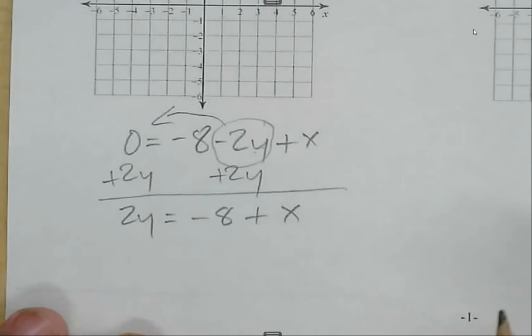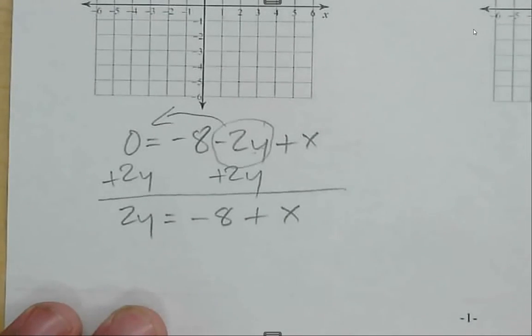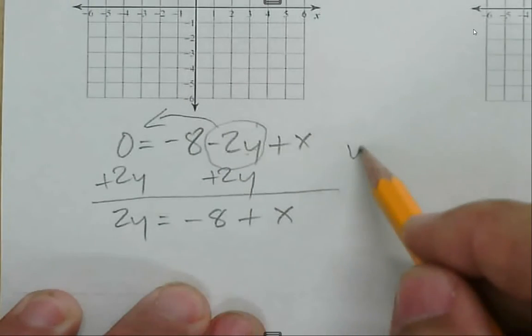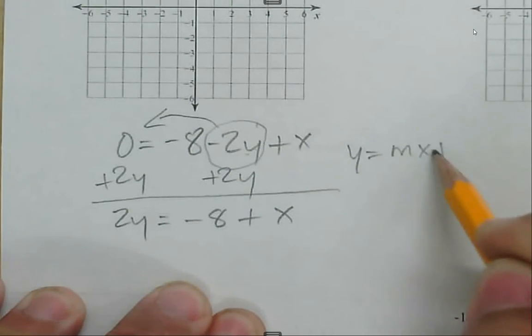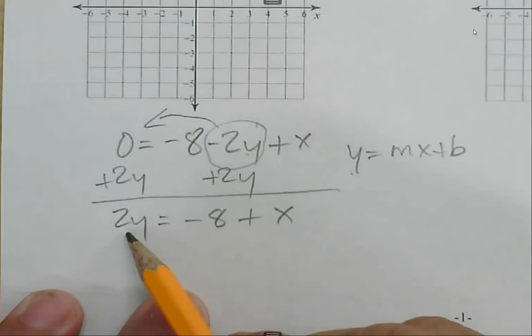All right, so one of the things we really need to think about is that my slope-intercept form, again, should be y equals mx plus b. Well, I've got the y in the right spot. The only problem is I still have a 2 there. We'll fix that here in a minute.